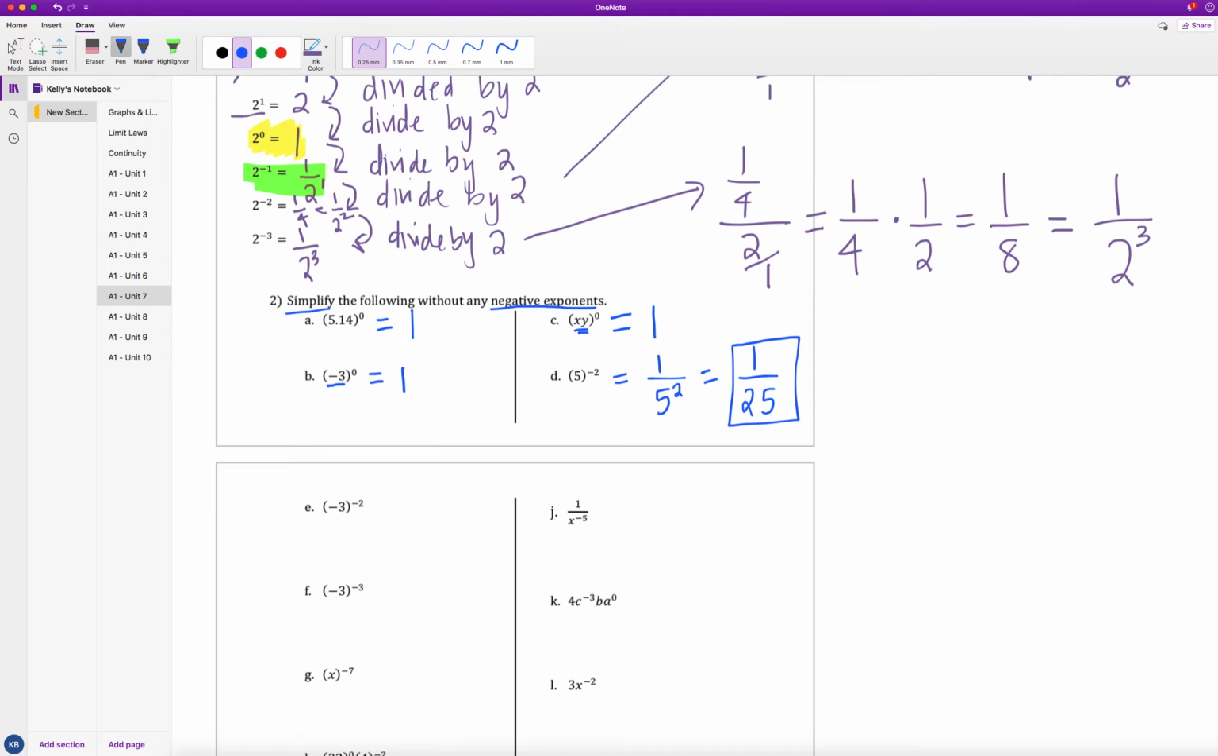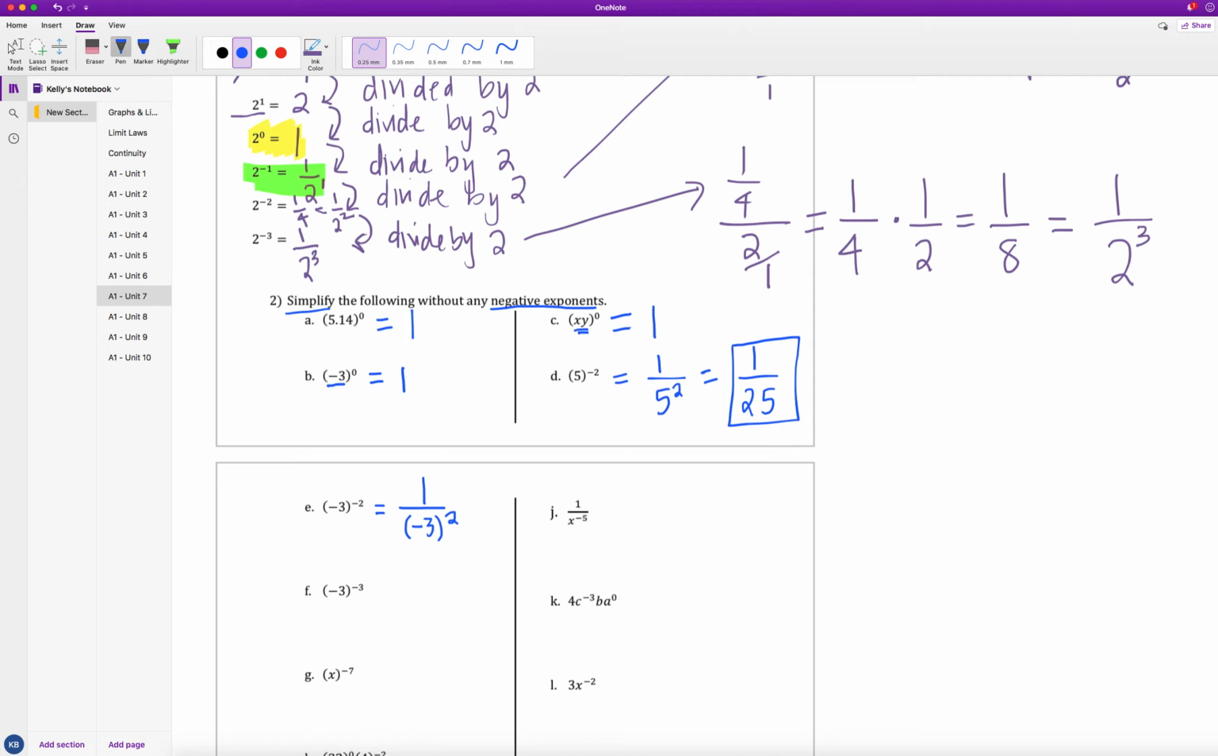Okay, let's check example E. So E says negative 3 all to the negative second power. The entire negative 3 is inside those parentheses, which means when I flip this to make it a positive exponent, the entire negative 3 will move down to the denominator, and that will become a positive 2, and we'll get 1 over negative 3 to the second.